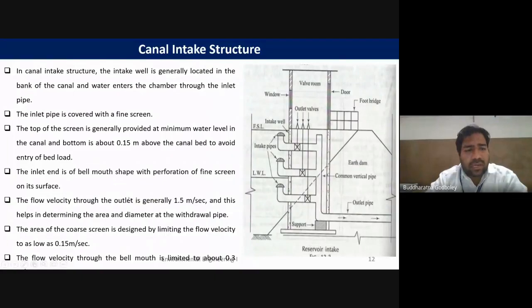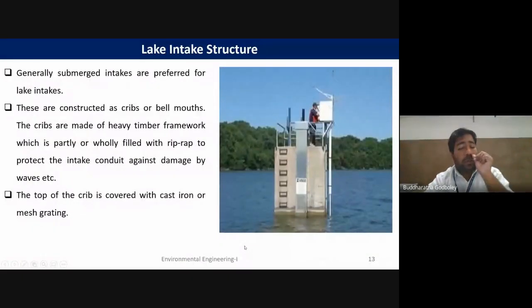Okay, so kindly note these few points. The level in the canal, or the bottom is about 0.15 meter. Second, the flow velocity through the outlet is generally 1.5 meter per second. And third, the area of the coarse screen is designed by limiting the flow velocity to as low as 0.15 meter per second. The flow velocity through a bell mouth is limited to about 0.3. Okay, so this is a lake intake structure. A lake intake structure is a very small structure, as we have seen in the canal structure as well.